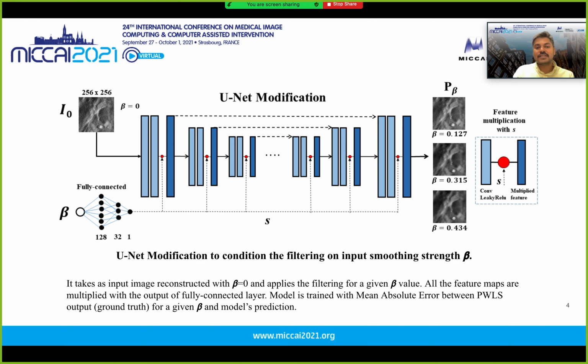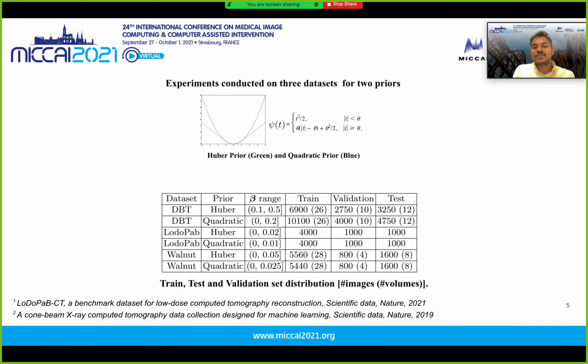We train the model using mean absolute error loss between the model's prediction and the ground truth PWLS output. The beta is uniformly sampled in a given range. We conduct experiments on 3 different datasets using 2 priors, Huber prior and quadratic prior, as shown here. The distribution of the images in the 3 datasets is shown in the table below. The 2 CT datasets, Low-dose Lung CT and the cone beam walnut CT, are taken from these 2 papers. The DBT dataset is our private dataset.